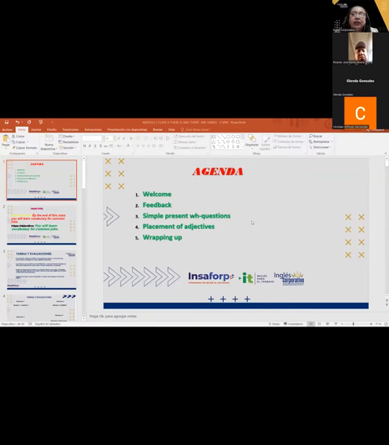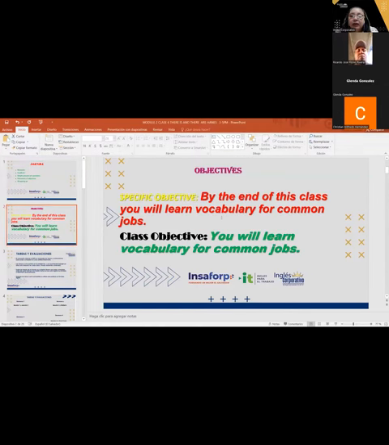Okay, my agenda is the welcoming. We're going to have a feedback on what we did in the previous class. We continue with the simple present WH questions and placement of adjectives, okay? And here we have the objectives for today. Glenda, are you available so you can help us reading the specific objective and the class objective?